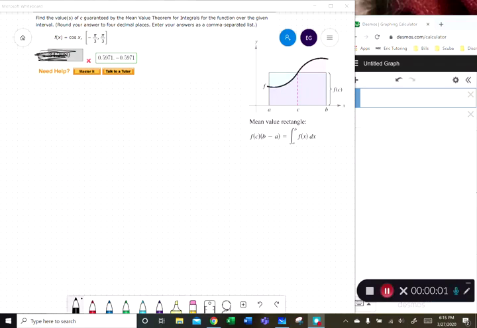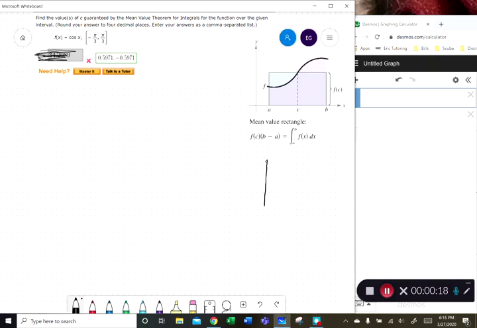Okay, in this problem, our goal is to apply the mean value theorem for integrals to the function f of x equals cosine of x on the interval negative pi over 3 to pi over 3. So let's just give a quick recap of what the mean value theorem for integrals is saying.